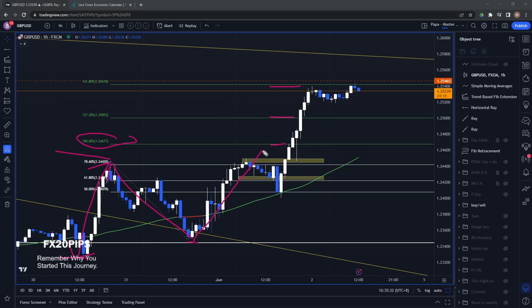So this leg here is 61.8% longer than this, and that's where you see where the price is currently stopped at. Is it just coincidence? Maybe, I don't know.